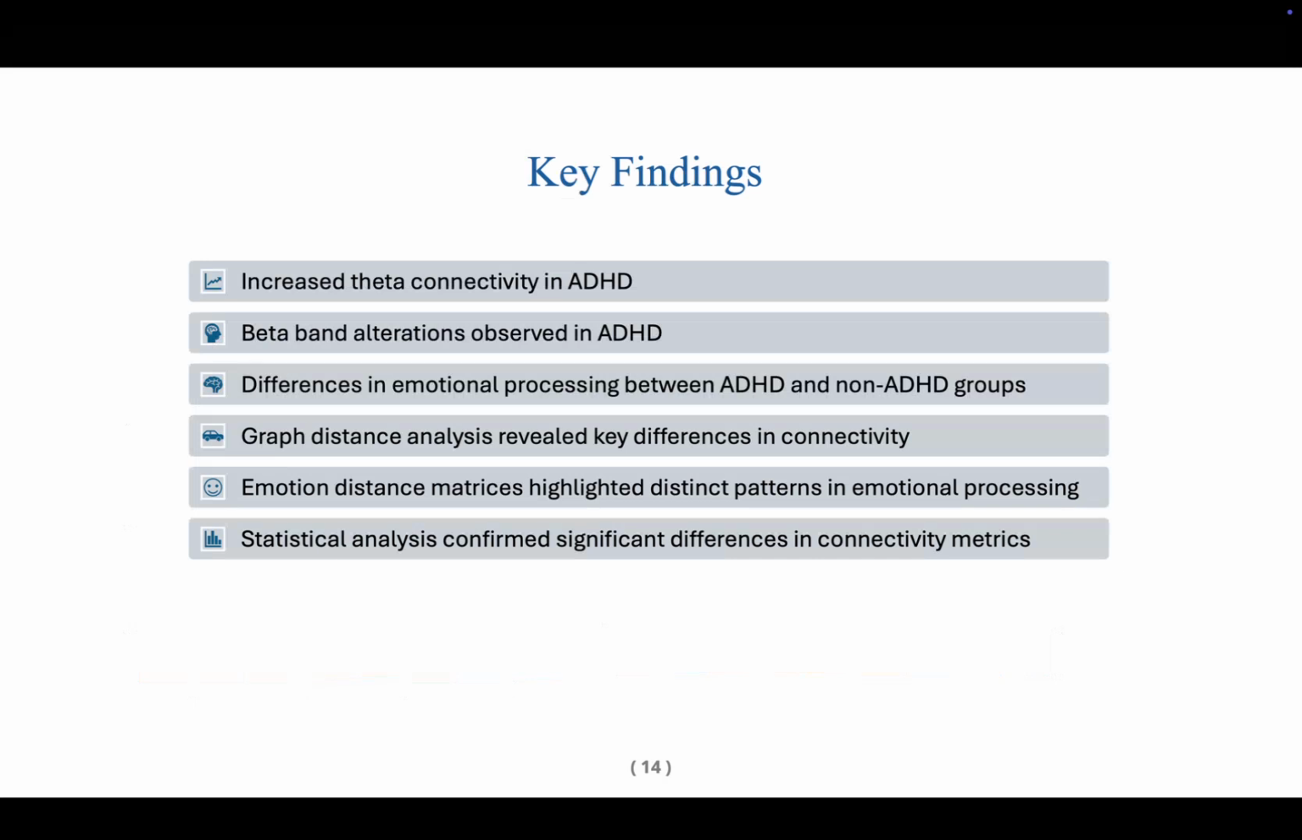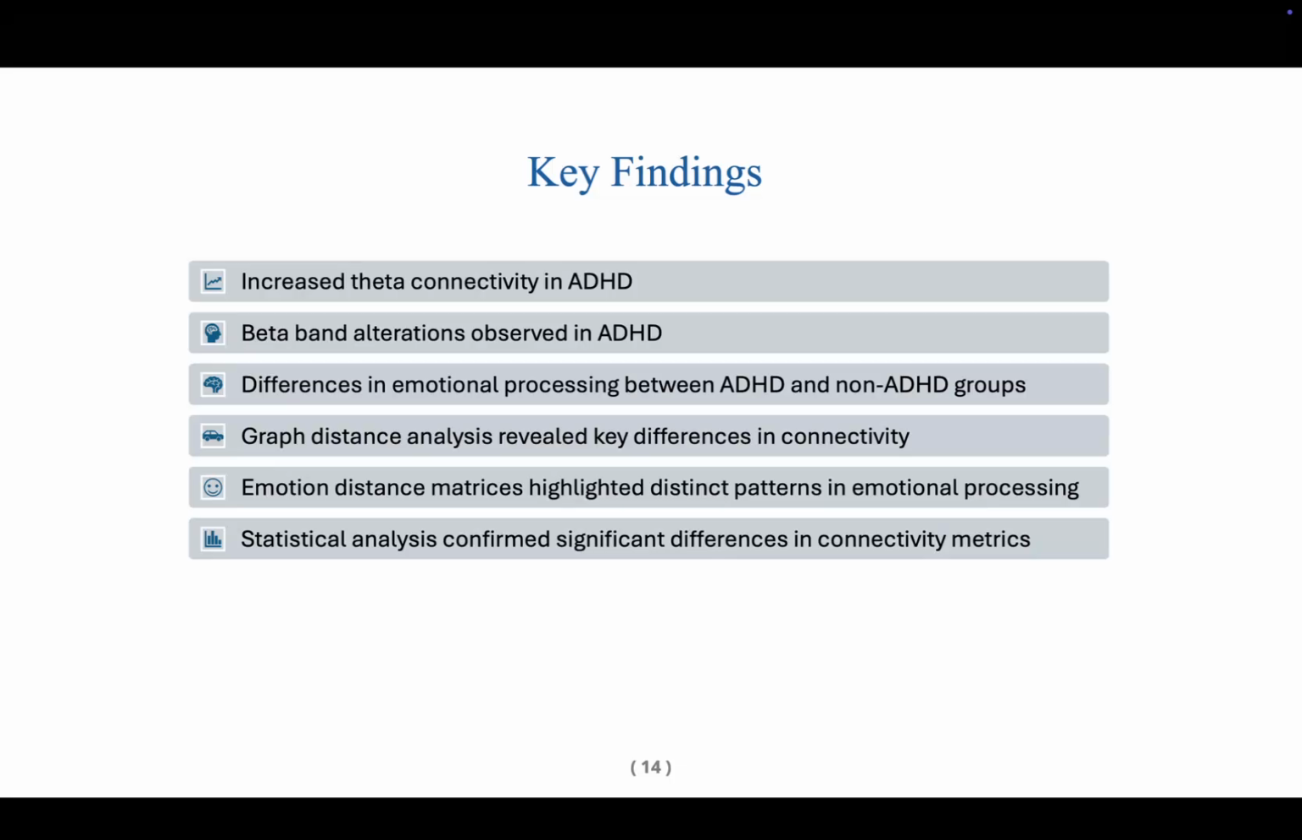Our study uncovered several significant findings that shed light on the neural characteristics of ADHD. We observed increased theta connectivity in ADHD individuals, which aligns with previous research linking elevated theta activity to attention deficits and challenges in cognitive regulation. This reinforces the role of the theta over beta ratio as a key biomarker in ADHD. Beta band alterations were also prominent, with disrupted connectivity in regions associated with emotional regulation, suggesting impairments in these critical cognitive functions. Additionally, we identified distinct differences in emotional processing, as evidenced by reduced differentiation of emotional states in the ADHD group, which was most evident in the emotional distance matrices.